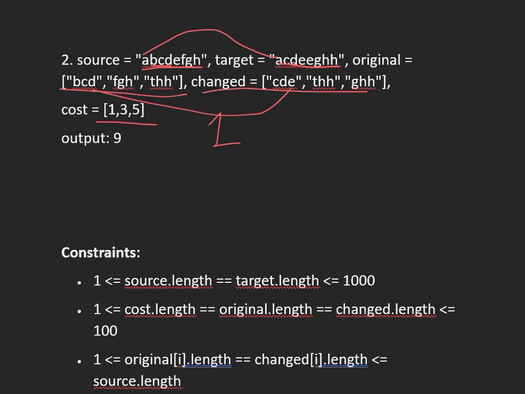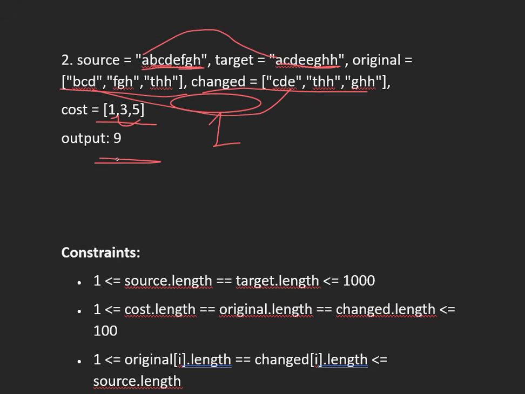Then E is the same as E. FGH we have to convert to GHH, but there is no direct rule. So what we can do? Convert FGH to THH and then THH to GHH, right? So total cost will be 5 plus 3, 8, and 1, 9. So our output is 9.